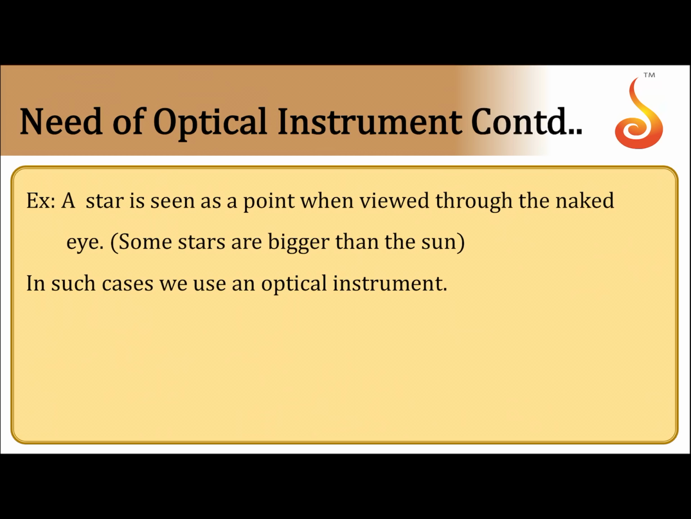For example, a star is seen as a point when viewed through the naked eye, but some of the stars are bigger than the sun, and the sun is several times bigger than the earth, you know it. So in such cases we use an optical instrument. As I told you, here we use a telescope.